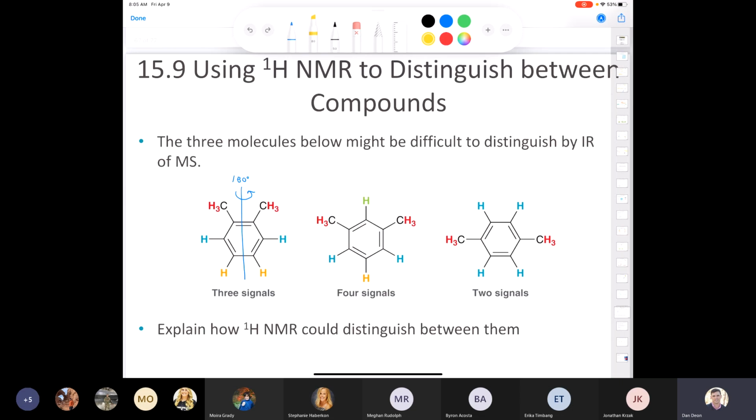And if you look at the last one, well, we have two axes of rotational symmetry here, don't we? We have this one here that we could rotate 180 degrees, and we also have one going horizontally like this, where we could also rotate 180 degrees, and that's why we only end up with two signals. The two methyl groups are chemically equivalent, and all four of the protons in blue are chemically equivalent. So even if you didn't know a whole lot about splitting, which we looked at last class, you could just look at the number of signals and be able to distinguish between these three compounds. So this shows you how powerful a tool NMR is.